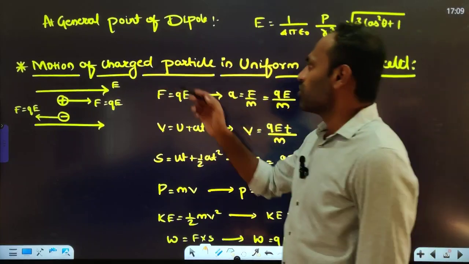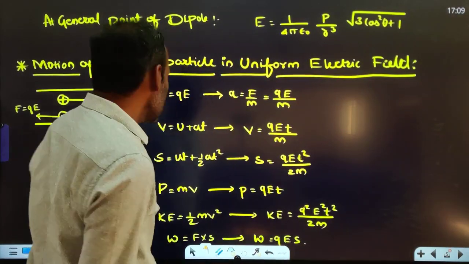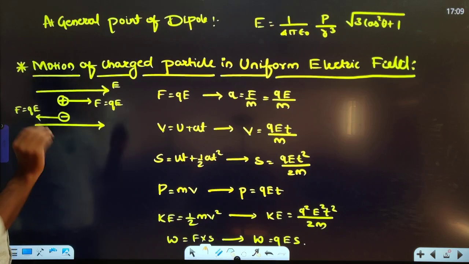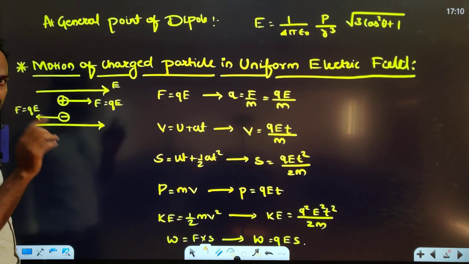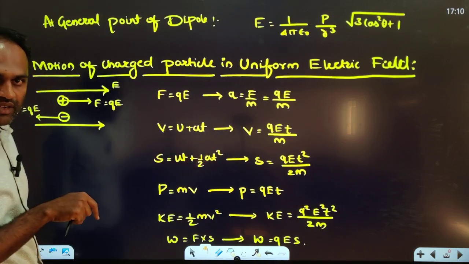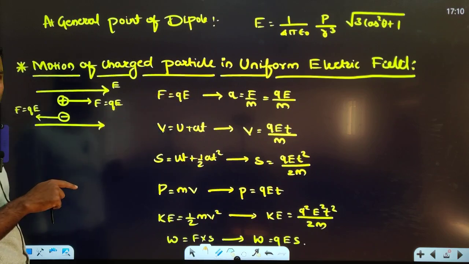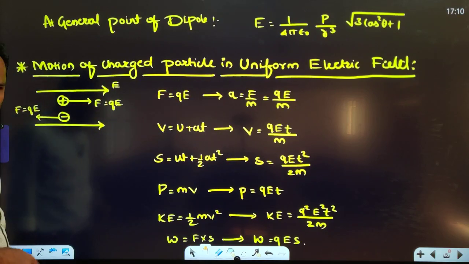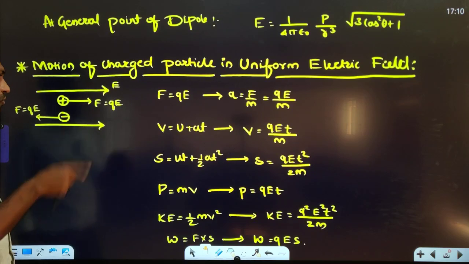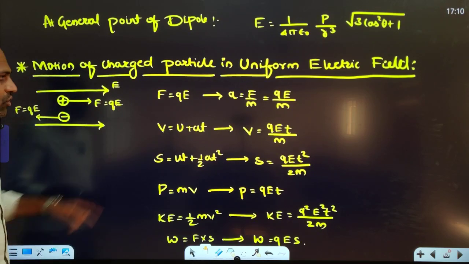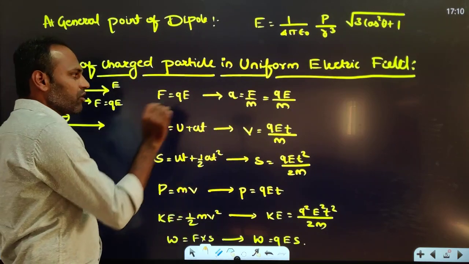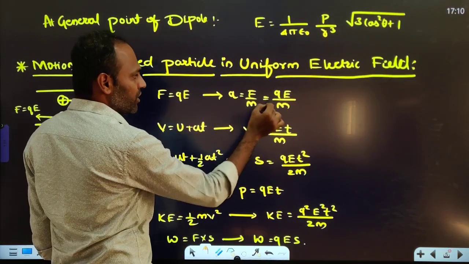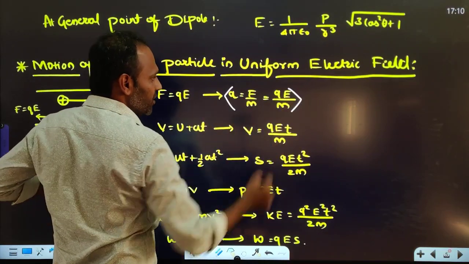Right? Next note. Motion of charged particle in uniform electric field. See, here we are having a uniform electric field E in the right side direction. If you place a positive charge in the electric field, it will experience a force in the direction of the electric field and it will start moving in a straight line. If you place a negative charge in the electric field, it will experience a force in the opposite direction of the electric field. It will start moving in a straight line. Force will be Q into E. So if force is equal to Q into E, then according to Newton's second law, acceleration is equal to force by M, force is Q into E divided by M. So acceleration is QE divided by M.